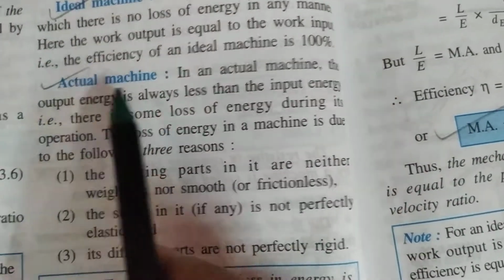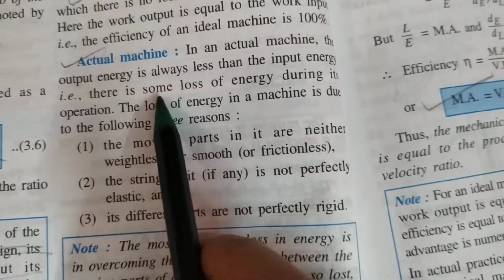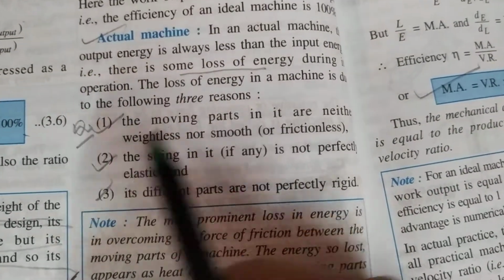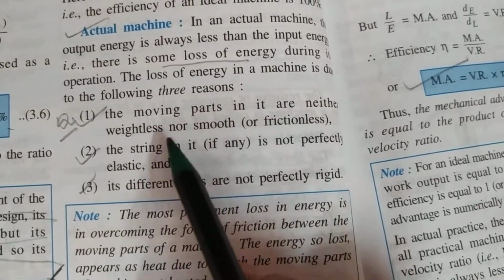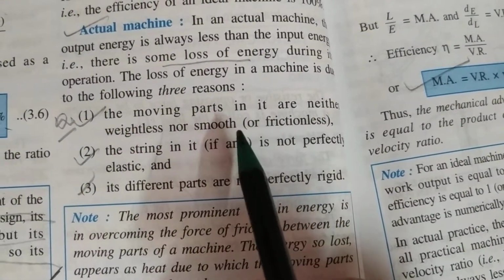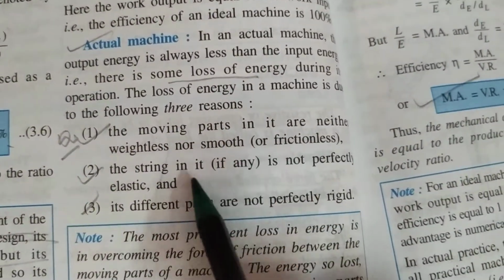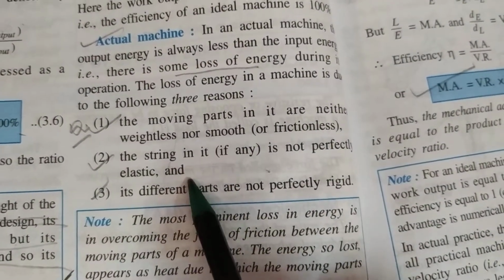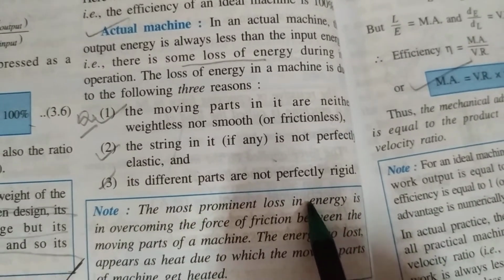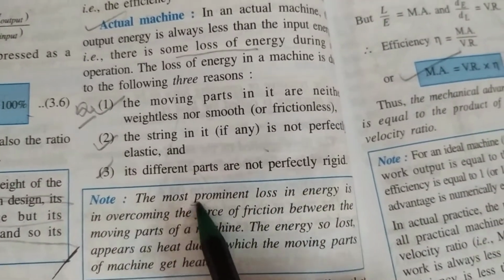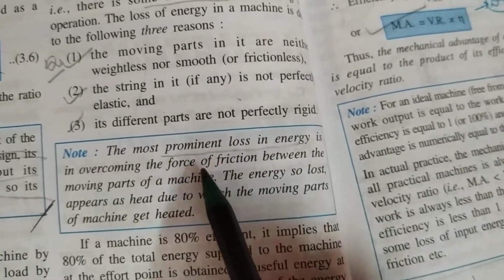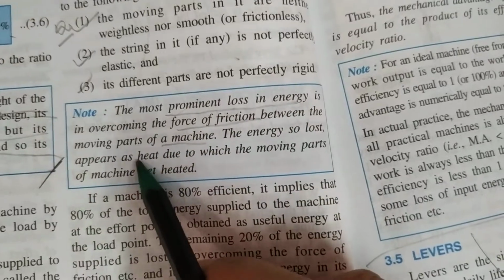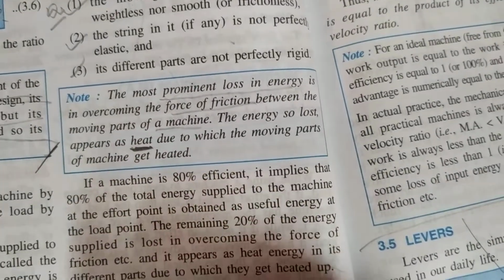In actual machine, efficiency is always less. Why? Because there is some loss of energy. What are the factors of the loss of energy? Question can be asked. There are 3 reasons. Moving parts are neither weightless nor frictionless nor smooth. The springs, means the threads or the ropes used in the machine, are not perfectly elastic. Different parts of the machine are not rigid. So the most prominent loss of energy in any machine is due to the force of friction between the moving parts. So the energy is lost in the form of heat in overcoming that friction.